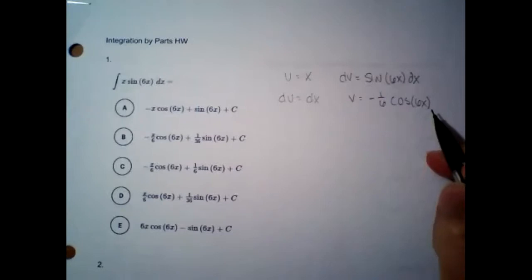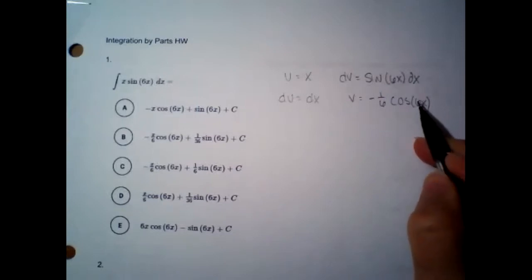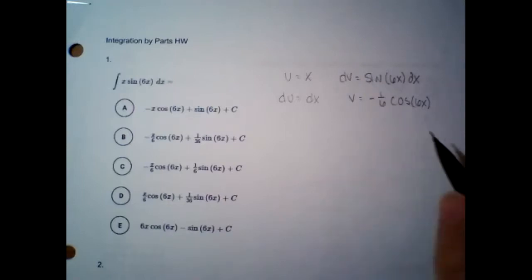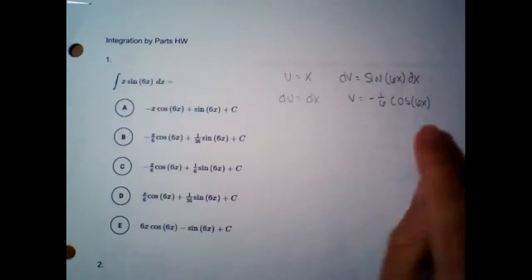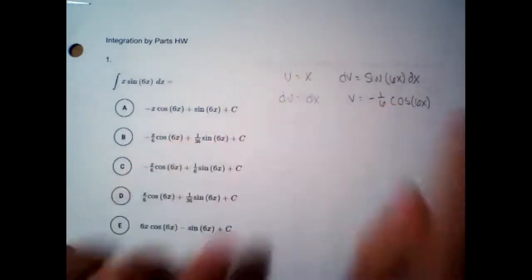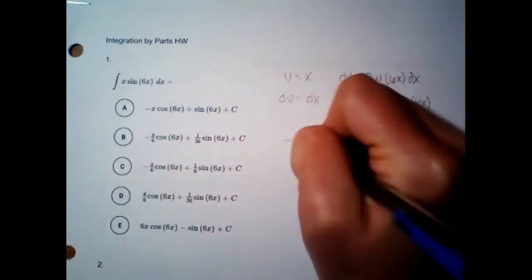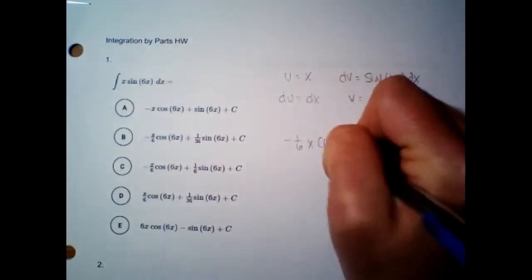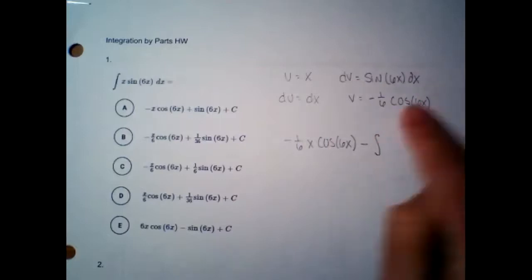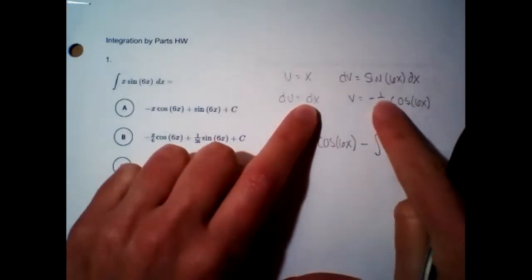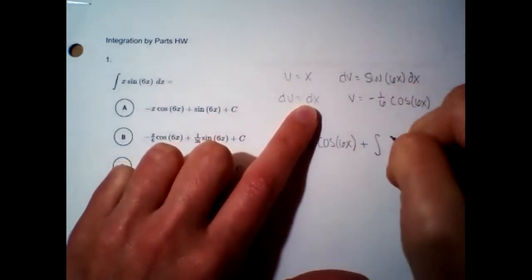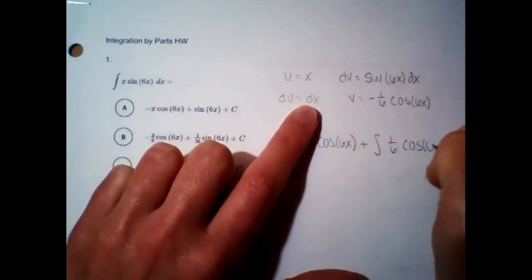6x. Because there would be a chain rule where you would multiply on a 6, and we just need for those to cancel out because we don't have a coefficient here. So this is going to be u times v, so negative 1/6 x cosine of 6x minus, and then it's the integral v du. So these negatives are going to cancel, so this will be plus 1/6 cosine of 6x dx.